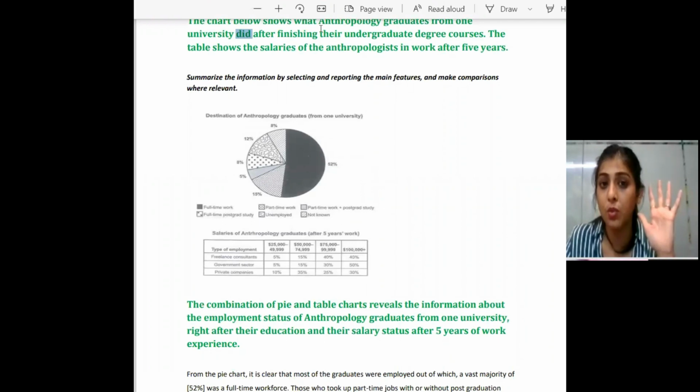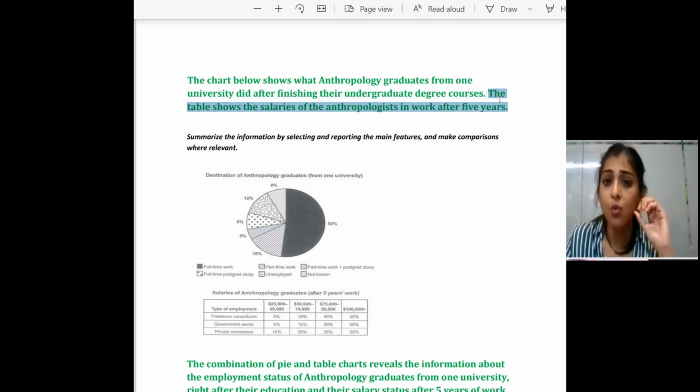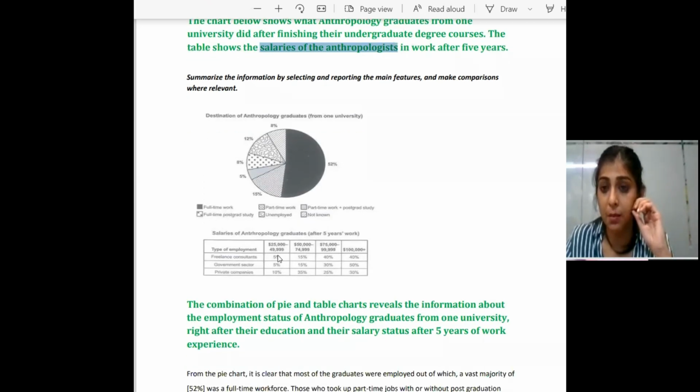Here, now we need to read the next sentence of the statement. Now it says, the table shows the salaries of anthropologists in the work after 5 years. Now, what is important here? That the salaries of anthropologists, fine, which means the data here in the table is about the salaries of the anthropologists after 5 years of work experience.